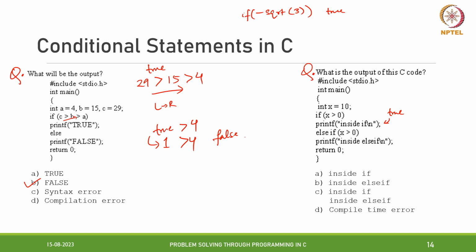Inside if is getting printed. Then after that, what happens? You have an else if statement writing x is greater than 0 again. But you need to remember that once this if condition has been evaluated to be true, it won't even check the other conditions anymore, like the else if and the else part. So only this one will be printed, that is the inside if. So the answer here will be option A.